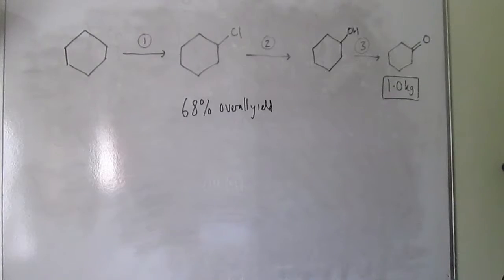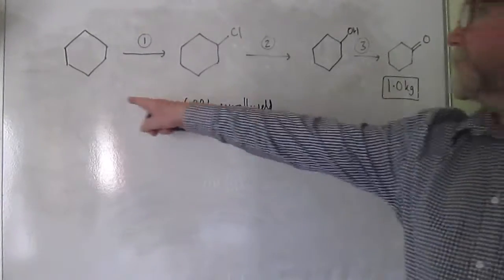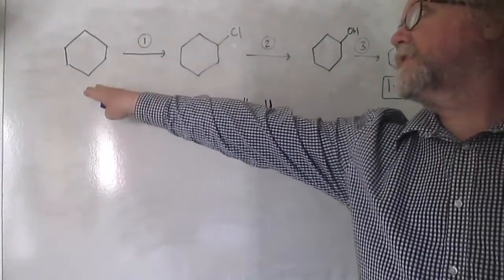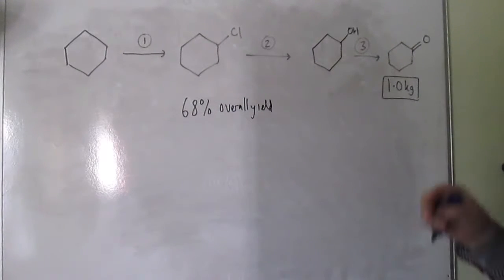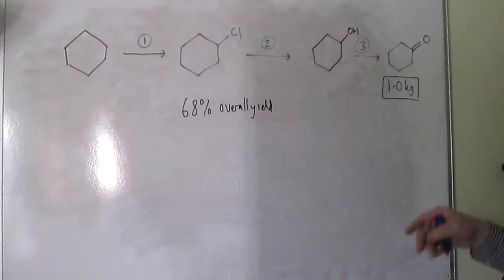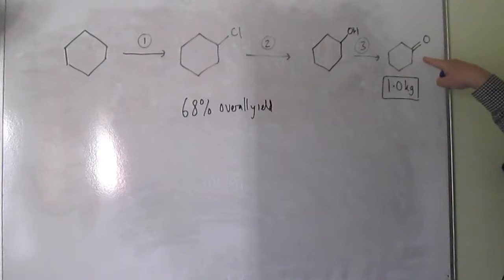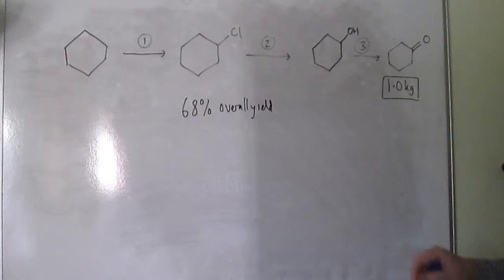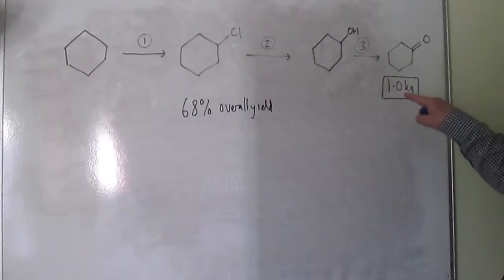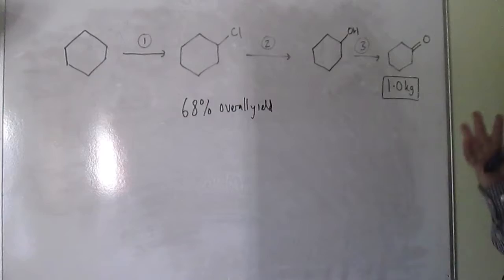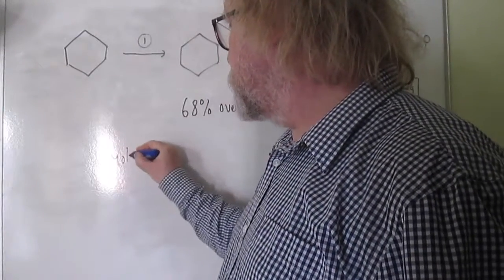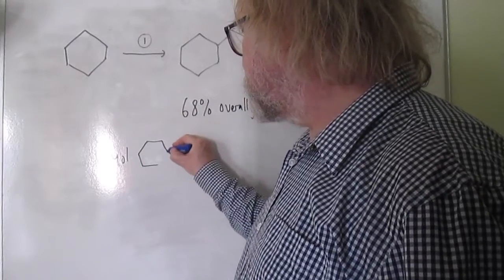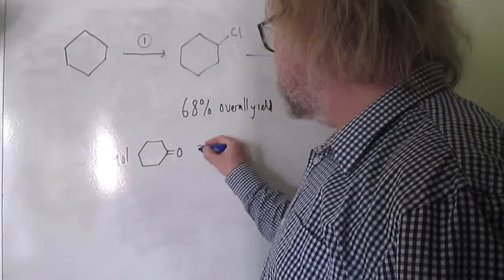Now we come to the percentage yield calculation. So it's saying across all these steps, the overall yield starting from here and ending up there is 68%. And it's saying, that being the case, if we want to make 1 kilogram of the final product, cyclohexanone, what mass of the starting material do we need? So the first job, of course, as always, when you've got a mass involved, is to turn it into moles. So the moles of cyclohexanone is mass over Mr.